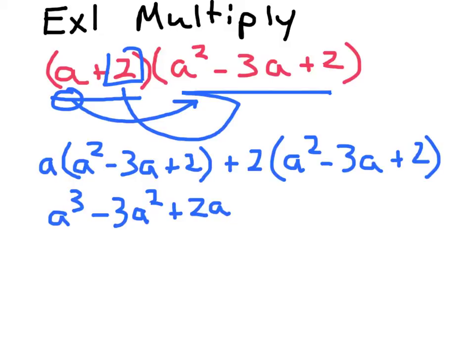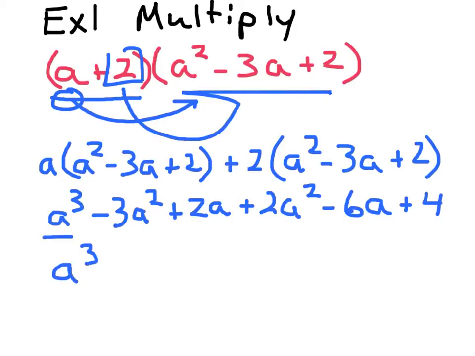Now distribute the 2 in the second part. A positive 2 times a positive a squared is a positive 2a squared. A positive 2 times a negative 3 is a negative 6a. And a positive 2 times positive 2 is a positive 4. Now it's a matter of writing this in descending order like we've been doing in the last few lessons. My highest exponent is the cube, and that's the only one I have, isn't it?